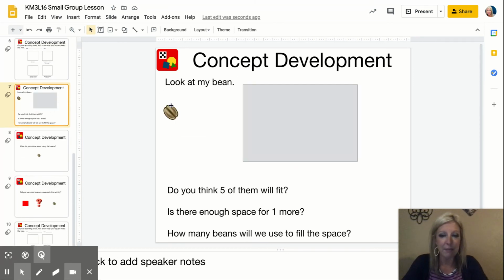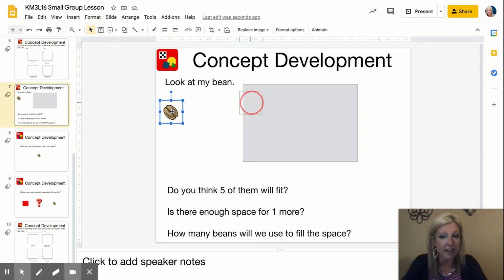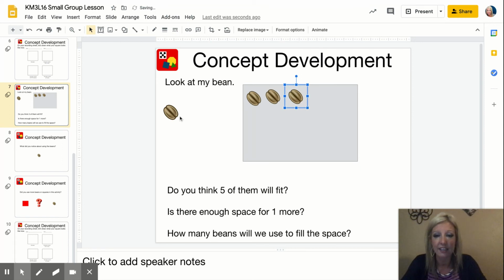Now look at my bean here. I want to see the area of this square in beans. So we're going to start with 5. Do you think 5 will fit? We have 1, 2, 3, 4, 5. So we had at least 5 fit.